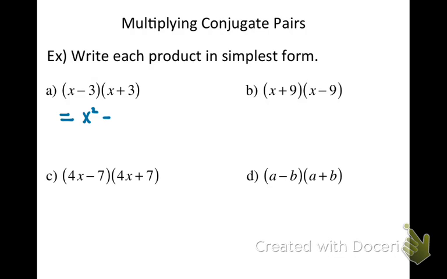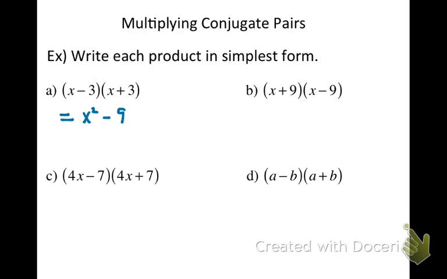We're just going to go ahead and skip ahead, knowing that those will cancel, and we'll multiply the last terms together, negative 3 times positive 3, and get x squared minus 9. All right, so there's our difference of squares there. Simply, when you multiply conjugate pairs, in order to get that difference of squares, all you do is square the first number, square the last number in the two pairs, and subtract them.